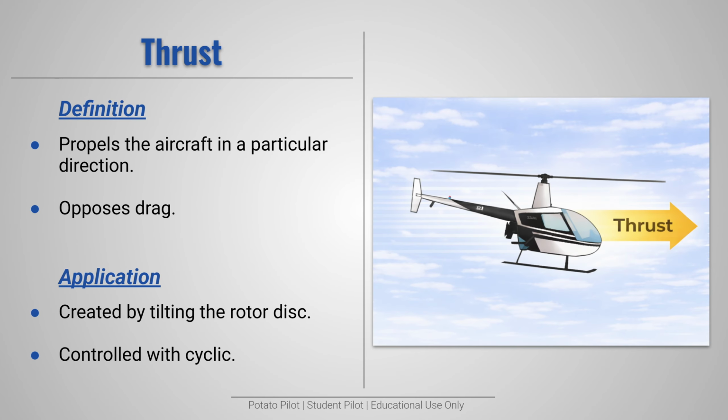Thrust is the force that propels the helicopter in a particular direction. It opposes drag. In a helicopter, thrust is created by tilting the rotor disc. When we apply forward cyclic, the total lift vector tilts forward. That forward component becomes thrust. The rotor system produces both lift and thrust, depending on how we orient it. Again, control discipline matters here.